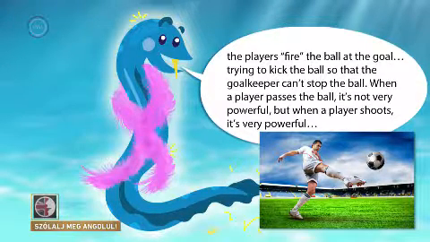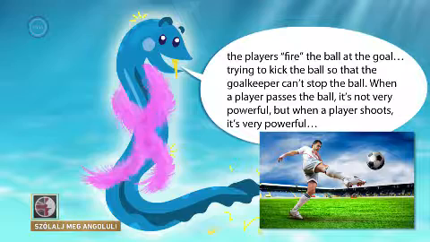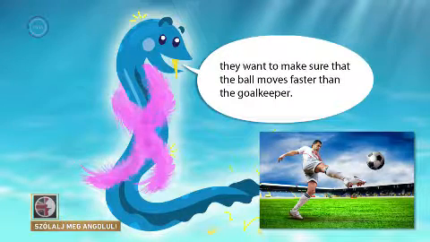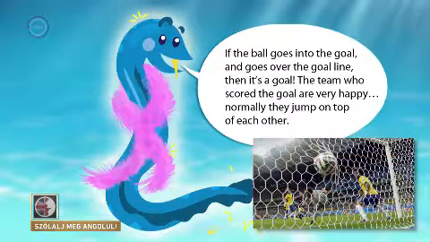When a player passes the ball, it's not very powerful. But when a player shoots, it's very powerful. They want to make sure that the ball moves faster than the goalkeeper. If the ball goes into the goal and goes over the goal line, then it's a goal! The team who score the goal are very happy. Normally they jump on top of each other.